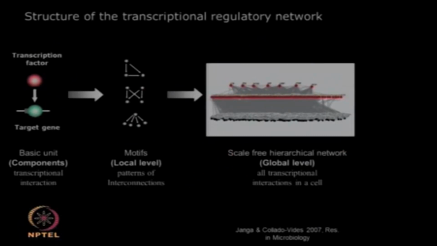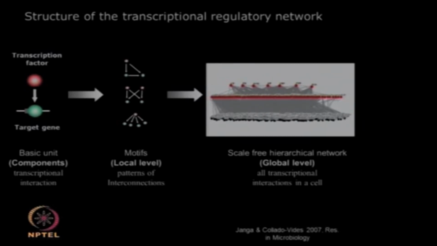As discussed in the previous slides, the basic unit of regulation is a transcription factor and a target gene whose expression is being controlled. Now, on a different scale, if you put together the set of all regulatory events between transcription factors and the target genes or operons, you construct a global transcription regulatory network. And as I mentioned earlier, this network is a scale-free network.